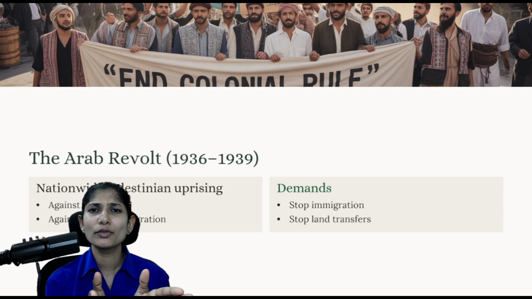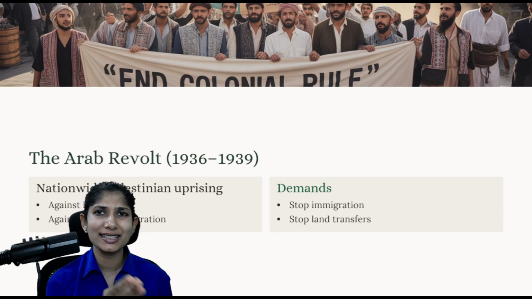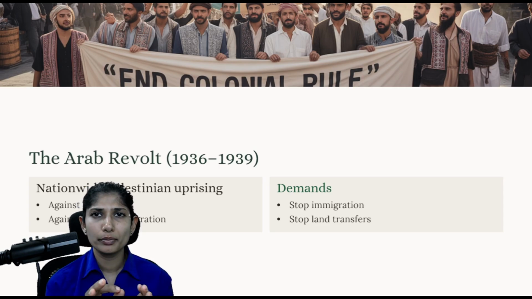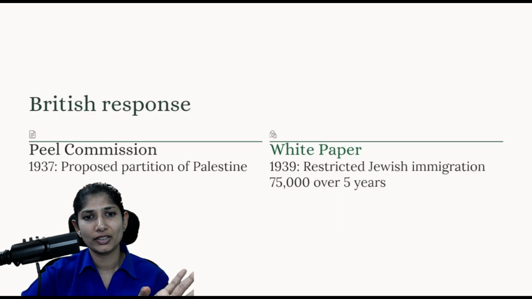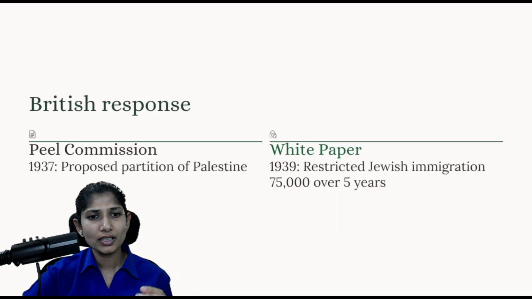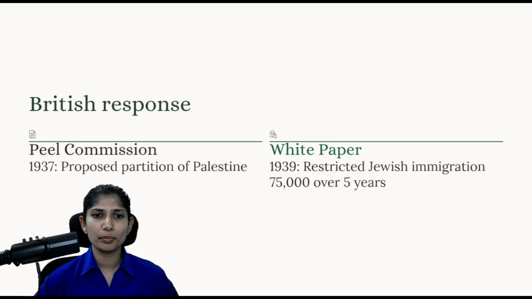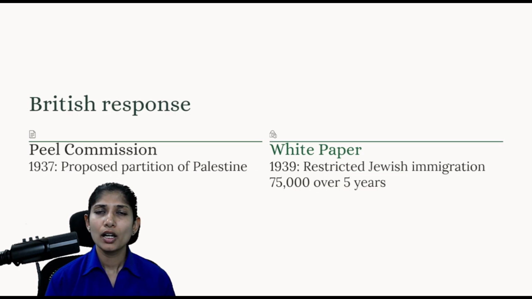So their demand for the Arab revolt, which started in 1936 and went on for around 3 years, was simple: stop immigration and stop the land transfers. Understanding? In response to the Arab revolt, the British set up a Peel Commission in 1937, which said we will partition Palestine between the Jews and Arabs.